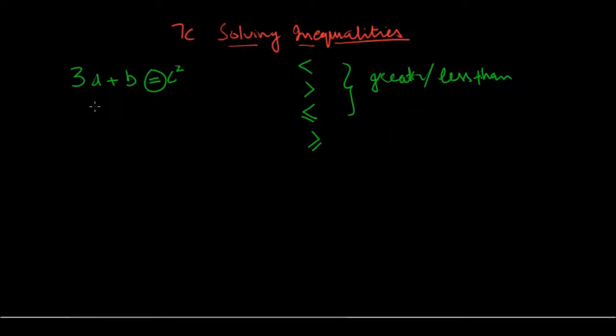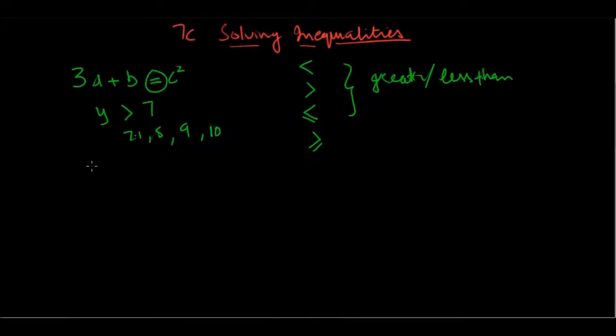Let's say we have y with this sign 7. So the way to read this is that y is greater than 7. So y can be any number or anything that's greater than 7. Okay? So y can be 7.1, y can be 8, y can be 9, y can be 10, and so on and so forth.